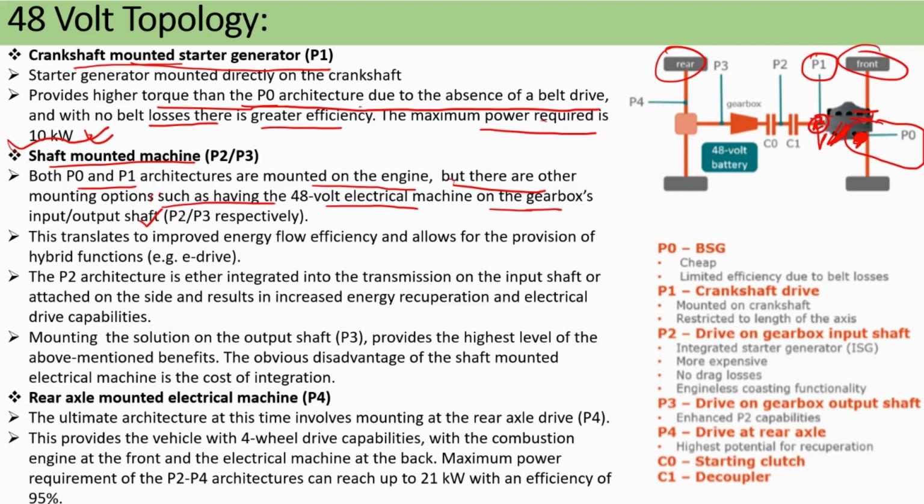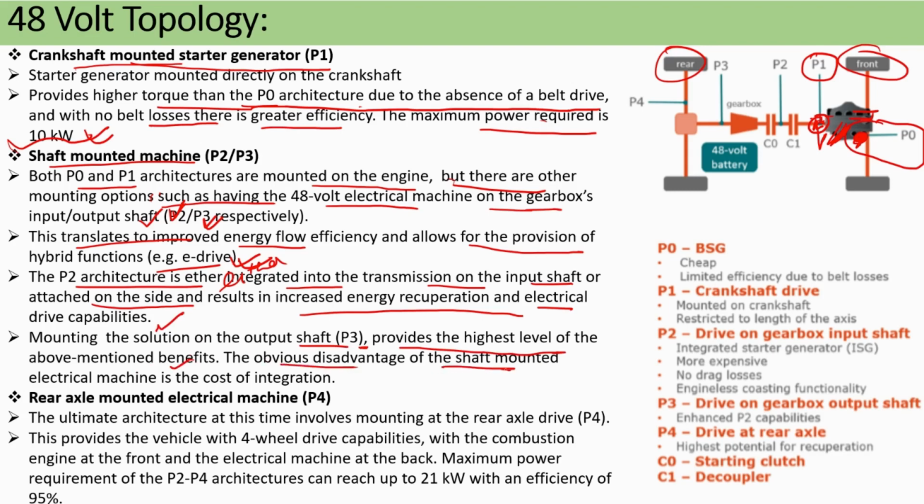If you are putting it on the input shaft of the gearbox, that is called P2. If you are putting it on the output shaft, then it is called P3. So this translates to improved energy flow efficiency and allows the provision of hybrid function, e-drive. The P2 architecture is either in the transmission on the input shaft or attached on the side, and results in increased energy recuperation and electrical drive capability. The mounting solution on the output shaft, P3, provides the highest level of the above-mentioned benefits.